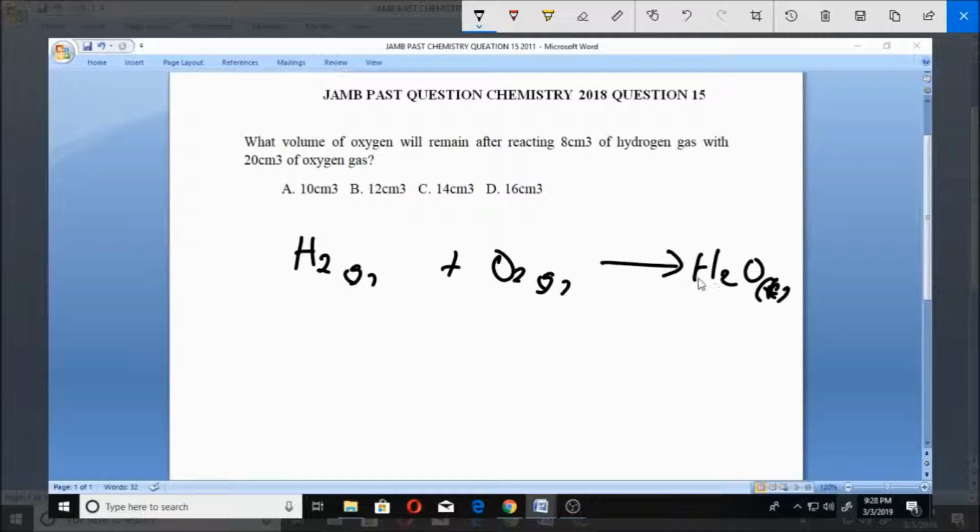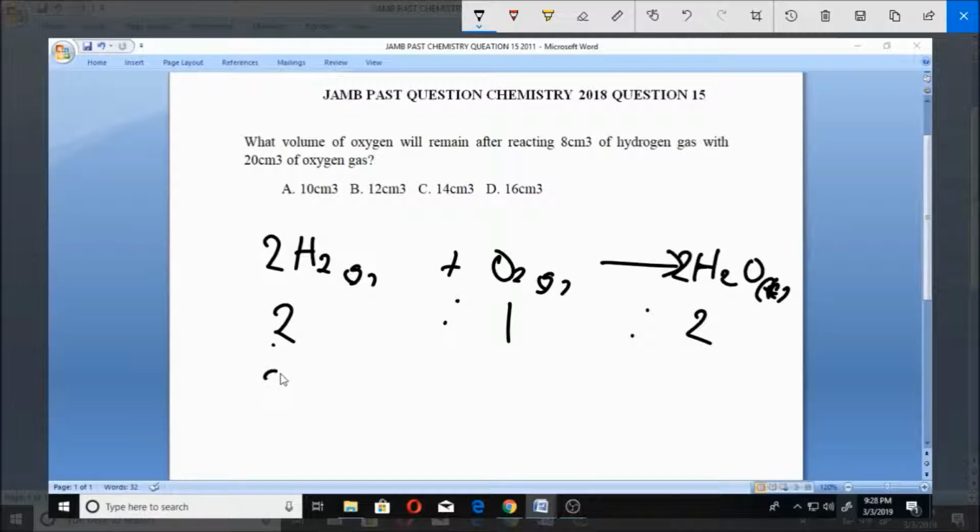We have 2 hydrogen here, 2 hydrogen here, 2 O. So how do you make this O to 2? We are going to put 2 in front here. But now the H is now 4, so we have to put 2 here. So you can see the ratio here, 2 is to 1. Then on this other side we also have 2. So now anytime you're having 2 of hydrogen, you're having 1 of oxygen.